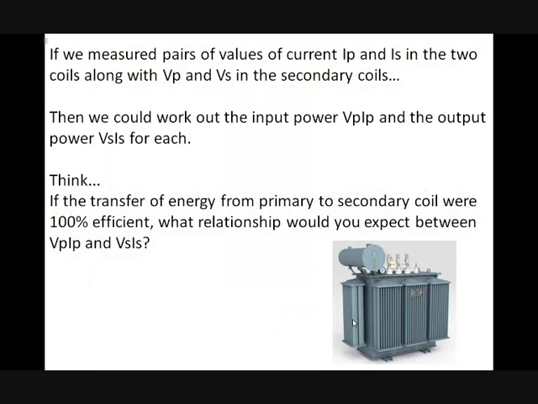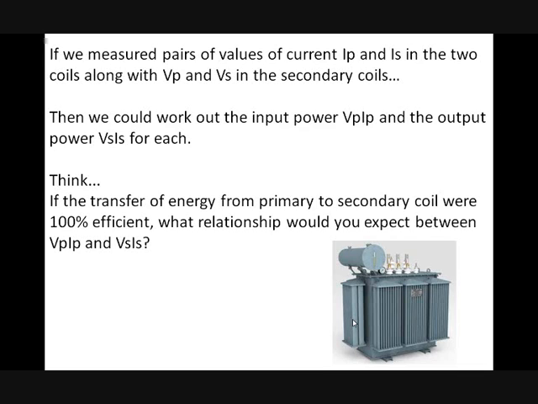Taking this idea on a little bit, if we measured pairs of values of current in the primary and the secondary, and we measured pairs of values for the voltage in the primary and secondary, we could work out the input and output power. The input power would be Vp times Ip, the output power would be Vs times Is.